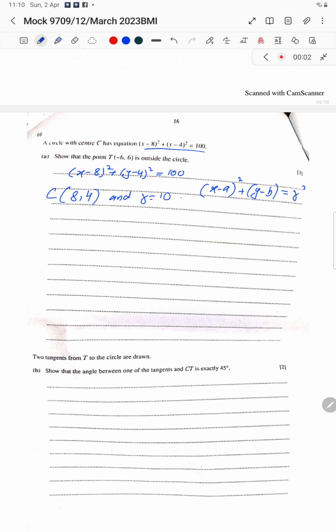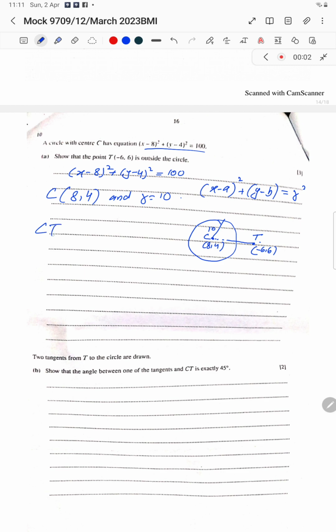We have to prove that the point T(-6, 6) is outside the circle. So we have a circle with center (8, 4) and radius 10, and T is somewhere, suppose here. We need to find the distance between C and T. If it is bigger than 10, then it is outside; if equal to 10, it is on the circle; if less than 10, it is inside, as the rule says.